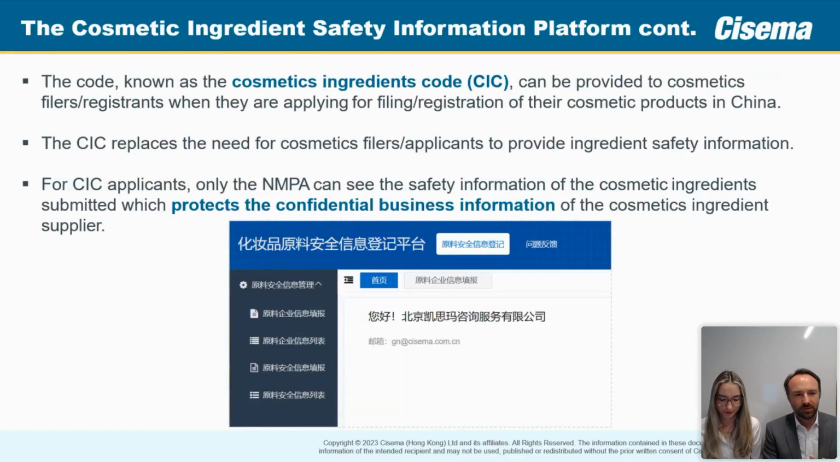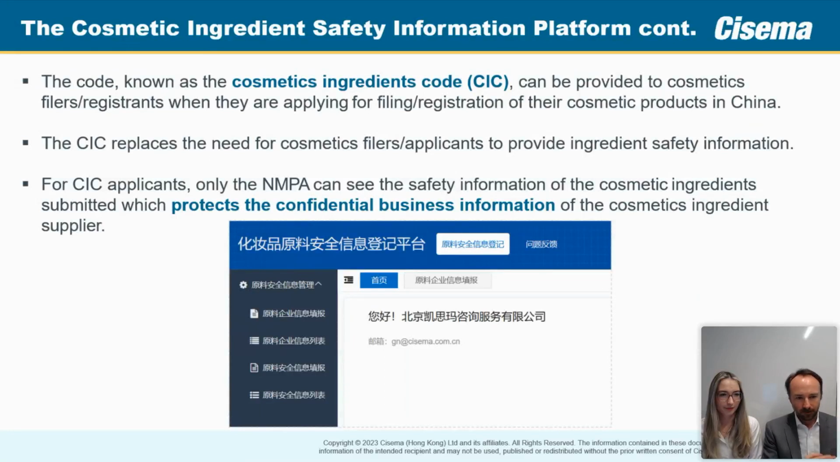Continuing on this topic, the code, as we've mentioned, known as the cosmetics ingredients code, is obtained by the manufacturer of the ingredient or the supplier, and is then provided to the cosmetic registrant or filer when they're making their application for the cosmetic product for China. This is somewhat analogous to the drug master filing, and that's where it comes from. It allows companies and suppliers to retain their confidential information, such as manufacturing process or other detailed information, and it also streamlines the process for the approval of the end cosmetic product. And so it's quite interesting.